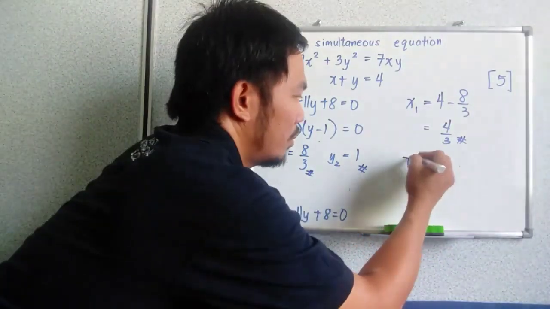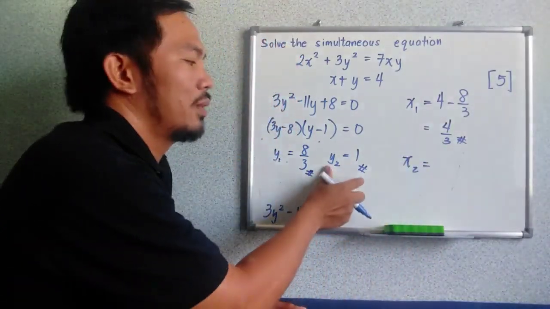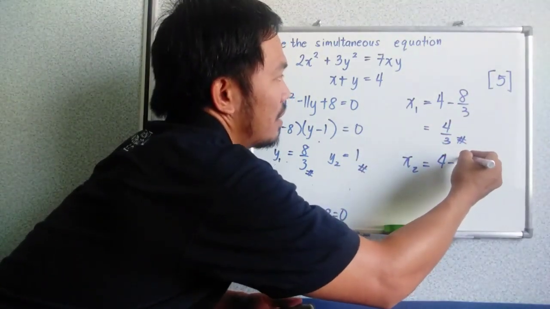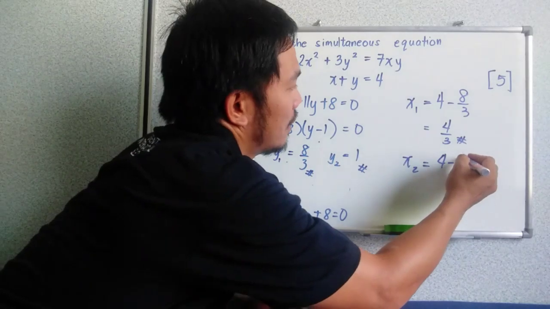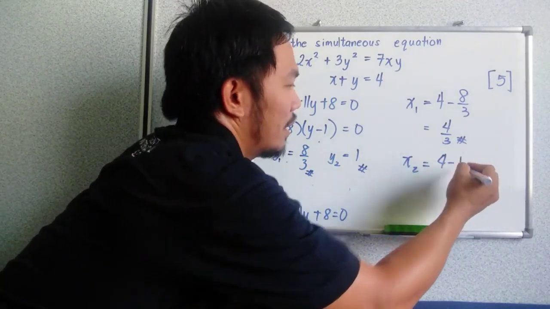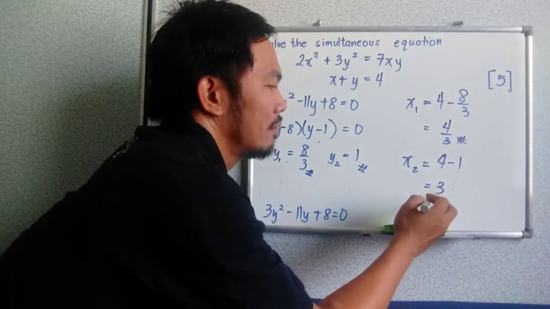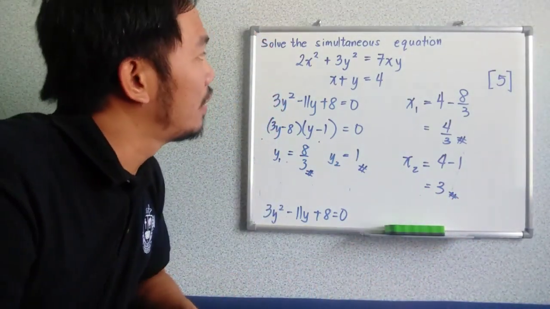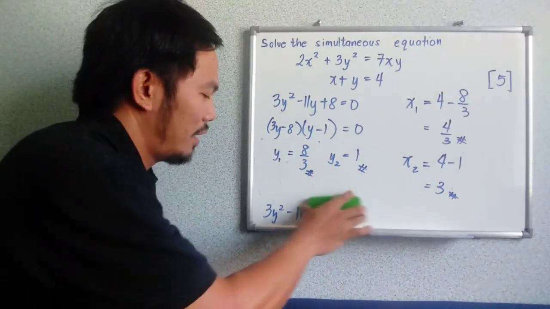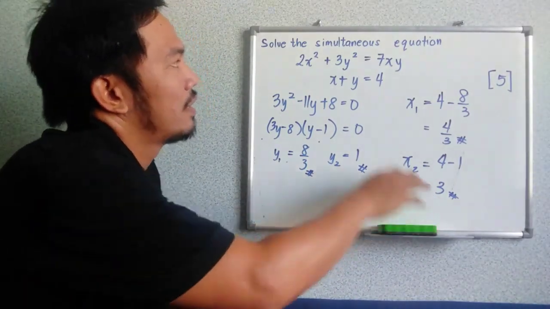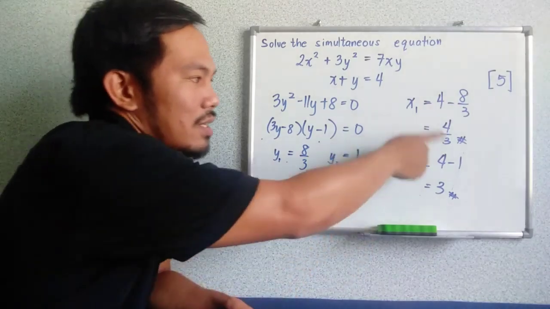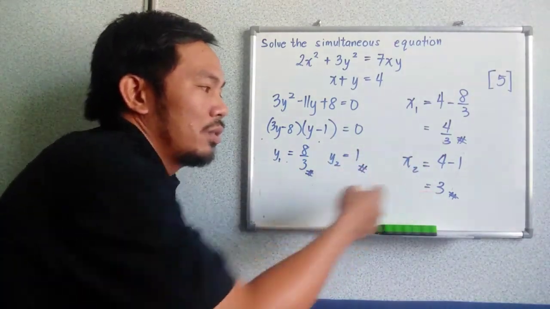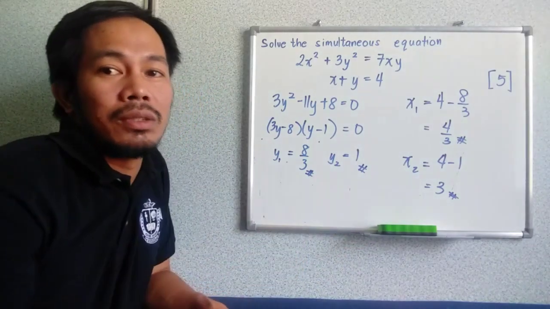The x sub 2, if I am going to use the y sub 2, it will become 4 minus y, where y is 1. So it will become 3. Okay, so this is x sub 2. Remember, I am only solving for the simultaneous equation. So x sub 1 is equal to 4 over 3, y sub 1 is 8 over 3, x sub 2 is equal to 3, y sub 2 is equal to 1.